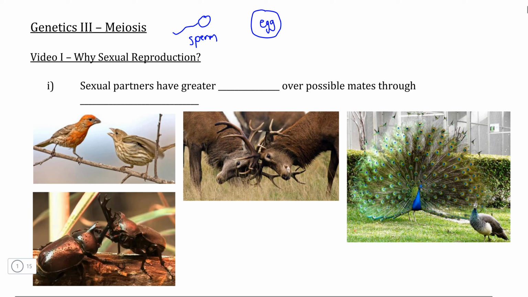And any organism that produces an offspring consisting of both male DNA and female DNA are what we call sexual reproducers, or use sexual reproduction to produce offspring. Now, not every organism does this.